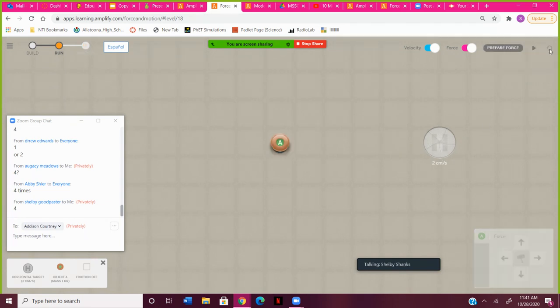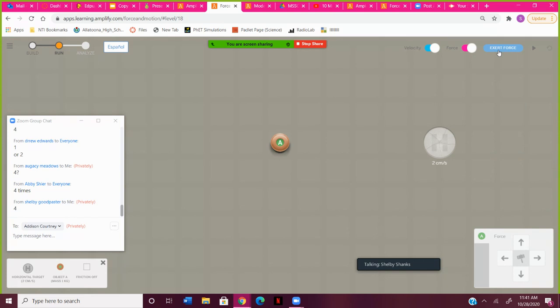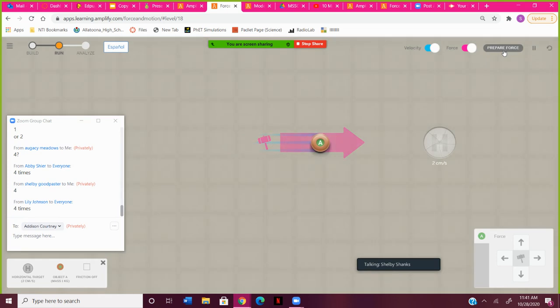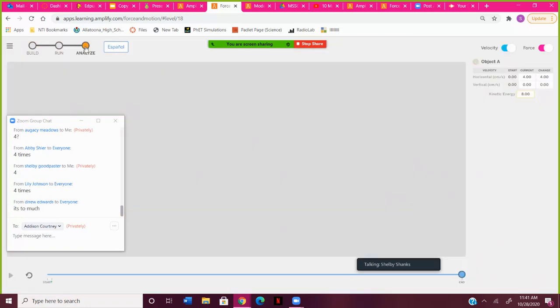So I'm going to go back. What I'm going to do is prepare my force, and I'm going to show you exactly what I did. You need to make sure that you're paying attention. All right, so I'm going to hit my arrow. 1, 2, 3, 4. I'm going to exert my force. This object is not going to go into the target. Okay, I'm going to go back to analyze.